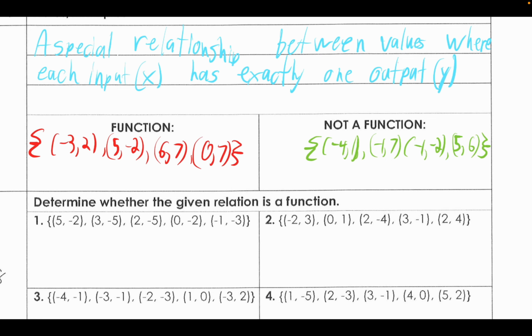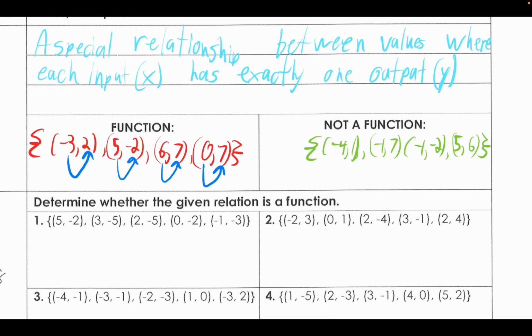And we said that it's a special relationship where each input has exactly one output. Each x goes exactly to one y. A way we can think of functions is you put something in, you get something out, continually over and over again. So for example, in this function, you put -3 in, you get 2 out. You put 5 in, you get -2 out. You put 6 in, you get 7 out. You put 0 in, you get 7 out.